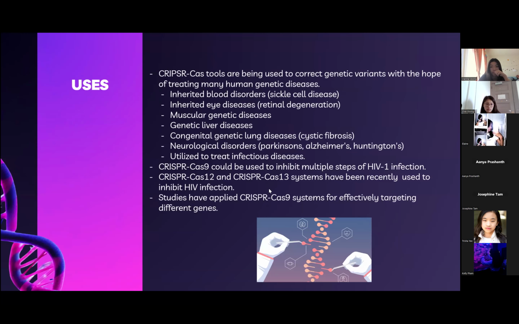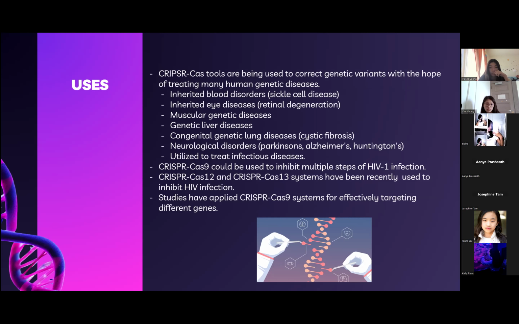What are the uses of CRISPR? CRISPR-Cas tools are being used to correct genetic variants with the hopes of treating many human genetic diseases like inherited blood disorders, such as sickle cell disease, inherited eye diseases like retinal degeneration, muscular genetic diseases, genetic liver disease, congenital genetic lung diseases like cystic fibrosis, neurological disorders such as Parkinson's, Alzheimer's, and Huntington's disease, and many more.